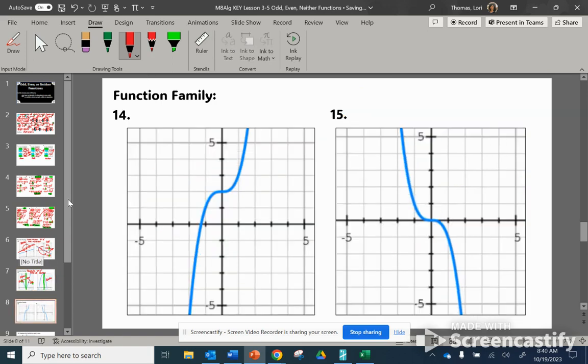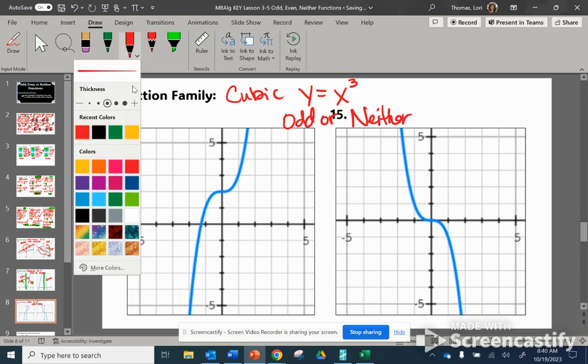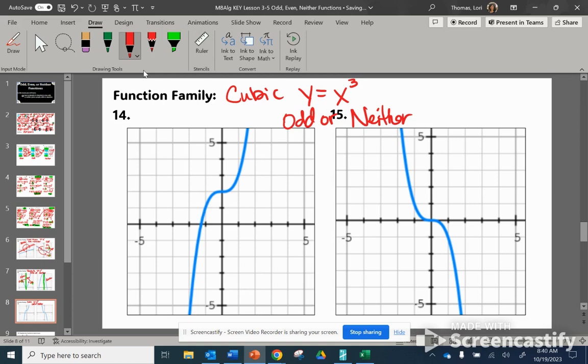Let's take a look at this function family. This is the cubic family, and the parent function is y equals x cubed. 3 is odd, so our possibilities are odd or neither. And again, this is about rotating about the origin. If I were to rotate this part of the graph around, it's going to look something like this.